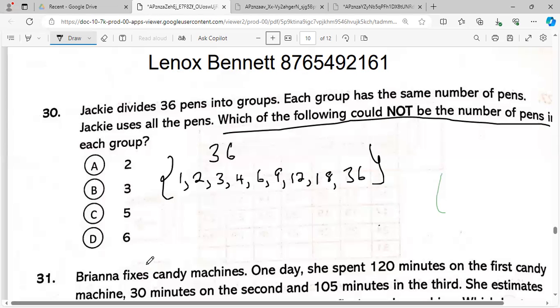Explain, please. Go ahead, Anya. Sir, the reason why it would be 5 is because it said which of the following could not be the number of pens. So you look for which one of those can be divided into 36 evenly, and which one cannot divide equally into 36 would be the answer. Yes, you cannot get equal groups of 5 out of 36. There are going to be 7 groups and 1 left over.